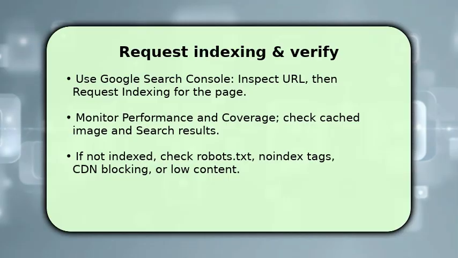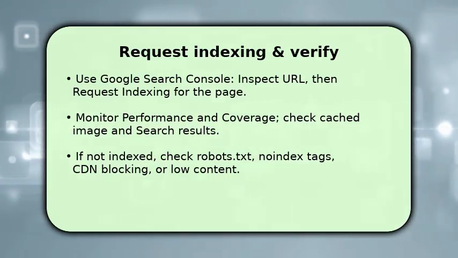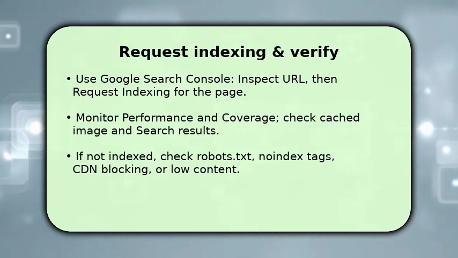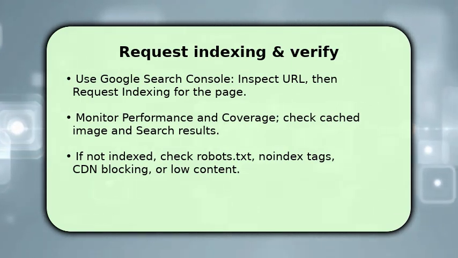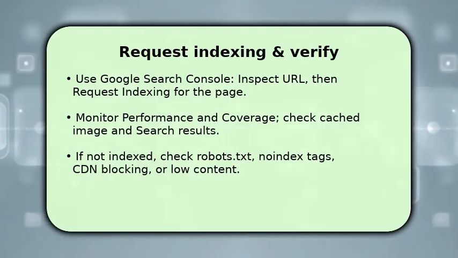If things go wrong, one key troubleshooting tip: check robots.txt, meta noindex tags, CDN or hotlink protection, and server response codes, because those are the most common blockers to Google Images indexing.